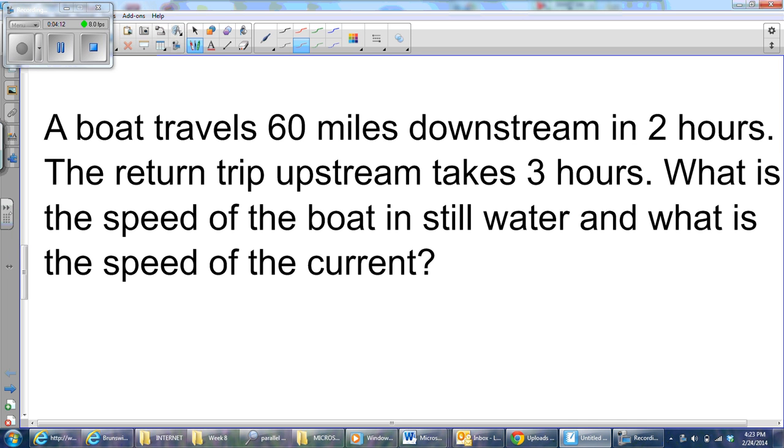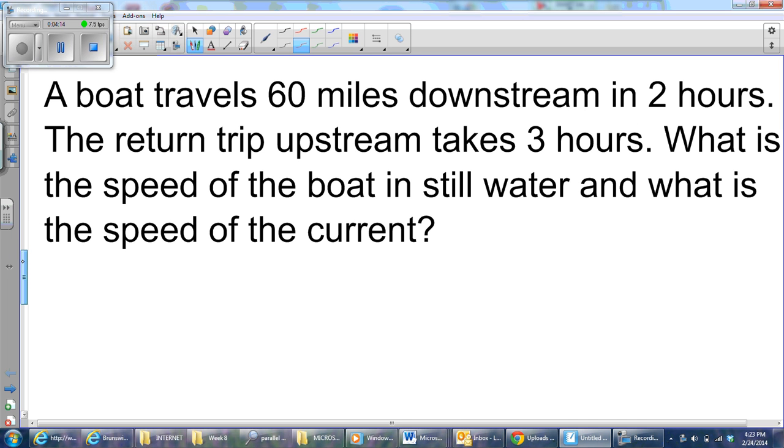Okay, now a current problem, which Vinny says is really difficult, but they're really not. I'm not going to use a chart on this one so much. I know that a boat travels 60 miles downstream in 2 hours. I know the return trip upstream takes 3 hours. What is the speed of the boat in still water? What is the speed of the current? Well, think about this. We've got this little river here, right? And we have a boat.